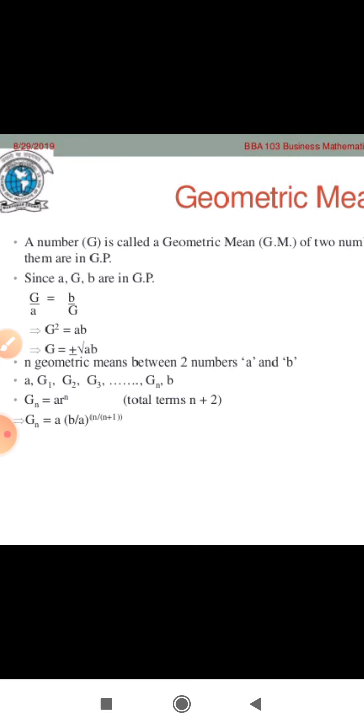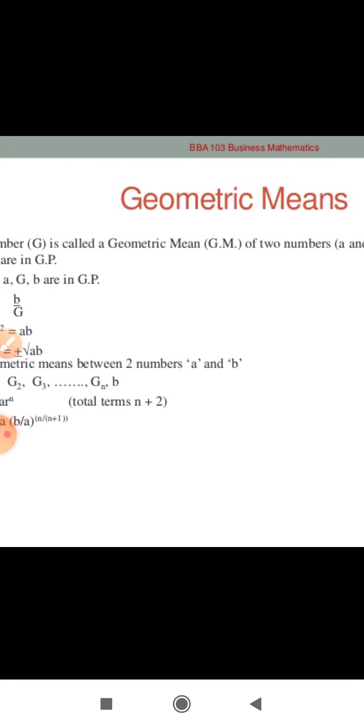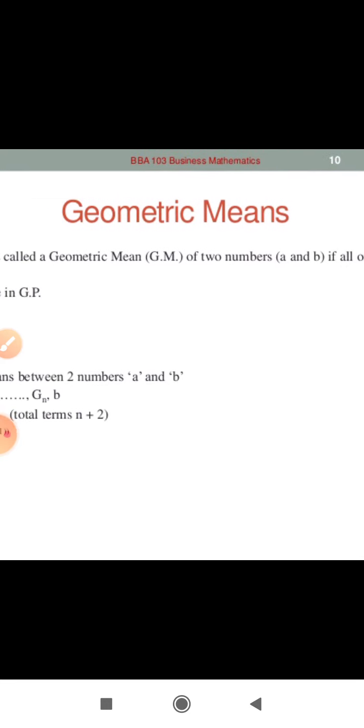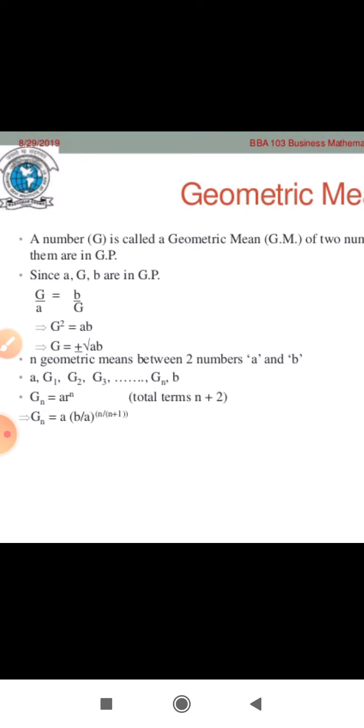Geometric mean. A number G is called the geometric mean GM of two numbers a and b if the series a, G, b are in GP, then the common ratio G upon a is equal to the common ratio of the next term, b upon G. After multiplying, we get G square is equal to ab, or G is equal to plus minus under root ab. The geometric mean between two numbers a and b is G is equal to plus minus under root ab.